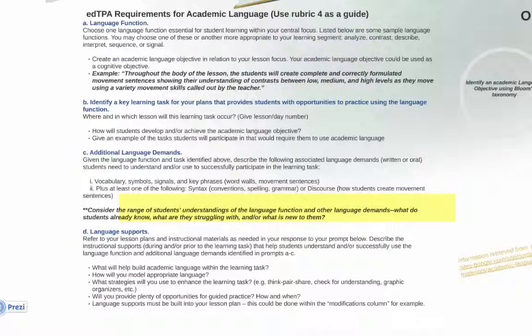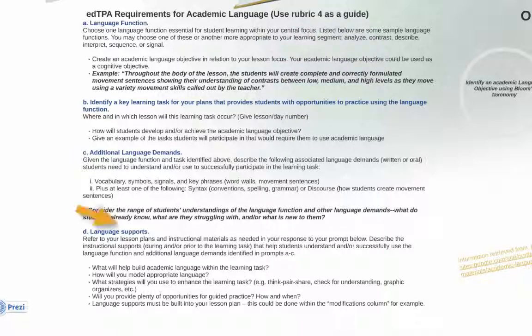You see the 2 stars and the bold sentence here, bold information. Just with any task you do as a physical educator, in addition, when you're planning for this edTPA, consider the range of students' understandings of the language function. You can use those exit slips, tickets out the door, and make it specific to what you're learning, the academic language you're learning about. Then you'll know. What do they already know? What are they struggling with? What do they not comprehend? And that will help you in your planning for future lessons.